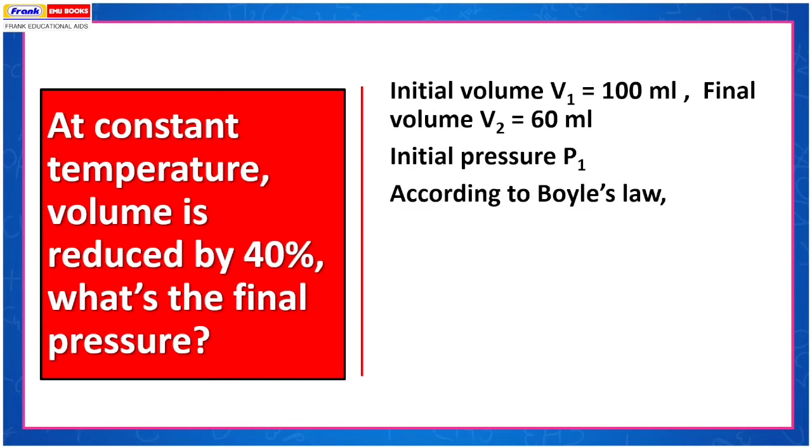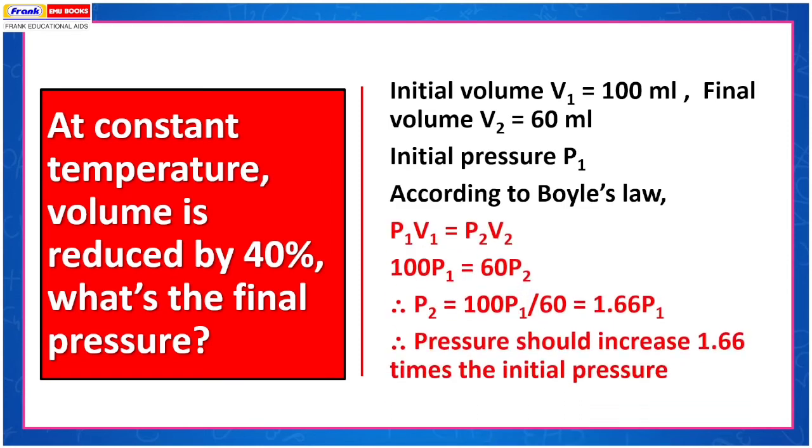Initial pressure P1. According to Boyle's law, P1V1 equals P2V2. Substituting the values here, we get 100 P1 equals 60 P2. Therefore, P2 equals 100 P1 by 60, that is equal to 1.66 P1. Therefore, pressure should increase 1.66 times the initial pressure.